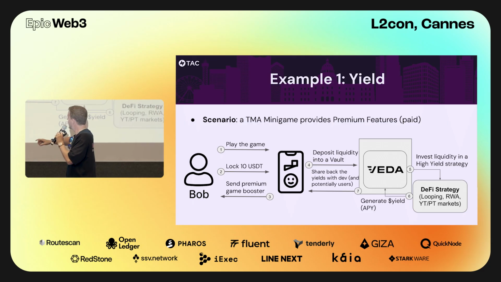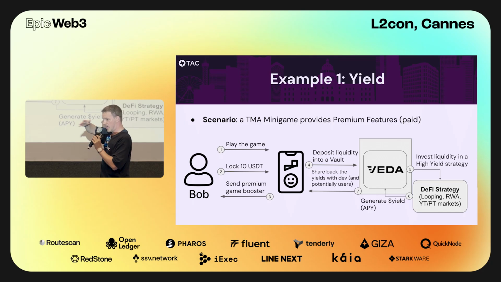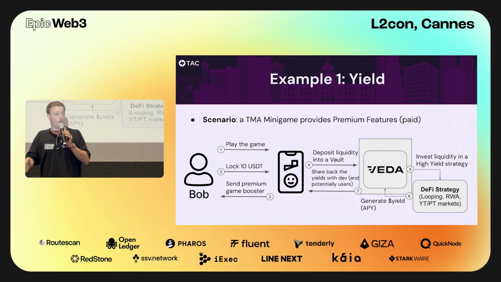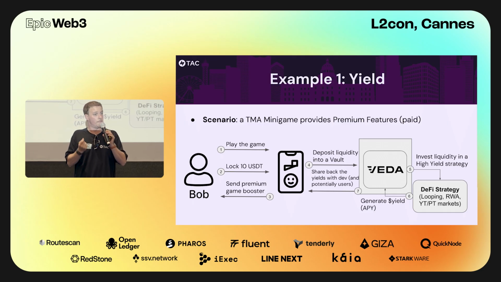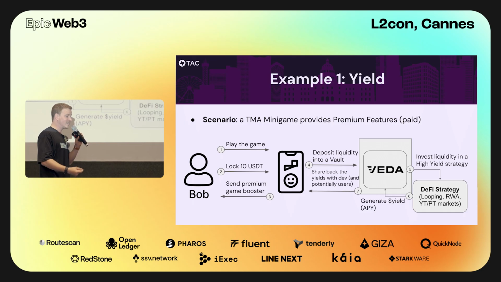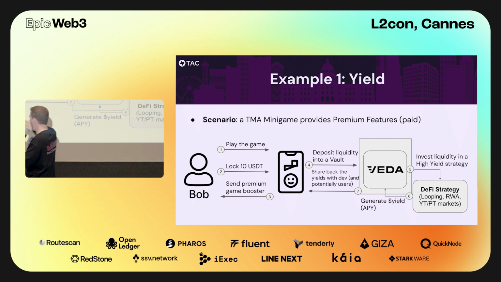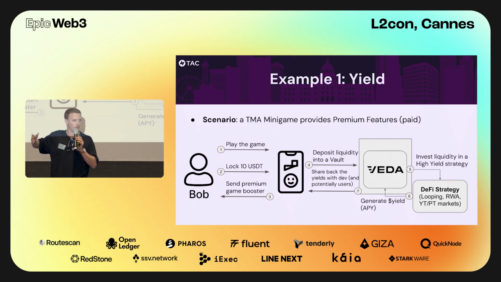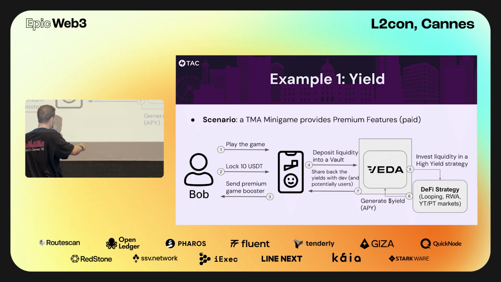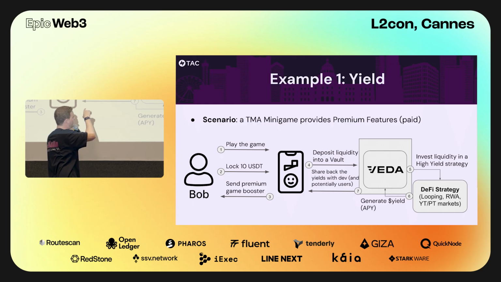Imagine that Bob plays a game, this game that I was talking to you about. I cannot mention it. And this premium feature of this Game Pass that he would usually pay for, he gets it simply by depositing USDT. For example, locking 10 USDT. So in this case, Bob locks some USDT. Bob together with all the different people that play this game, right? Instead, the game sends them the premium game booster or the Game Pass, and Bob, Alice, and everybody else's liquidity get deposited into a Veda vault.